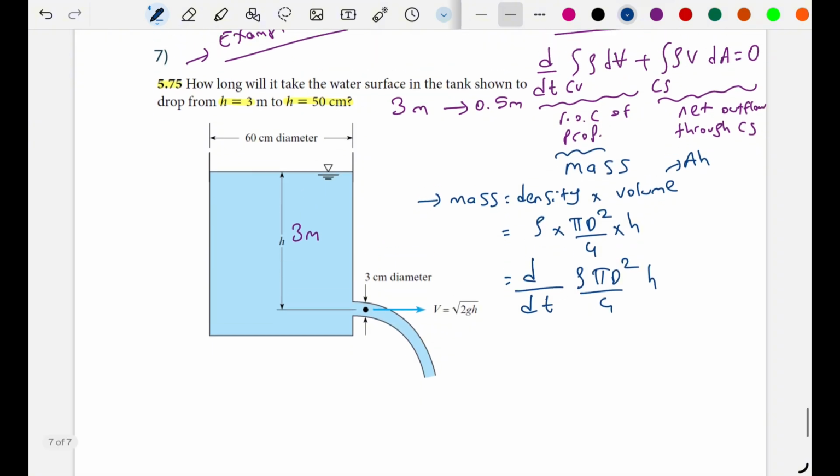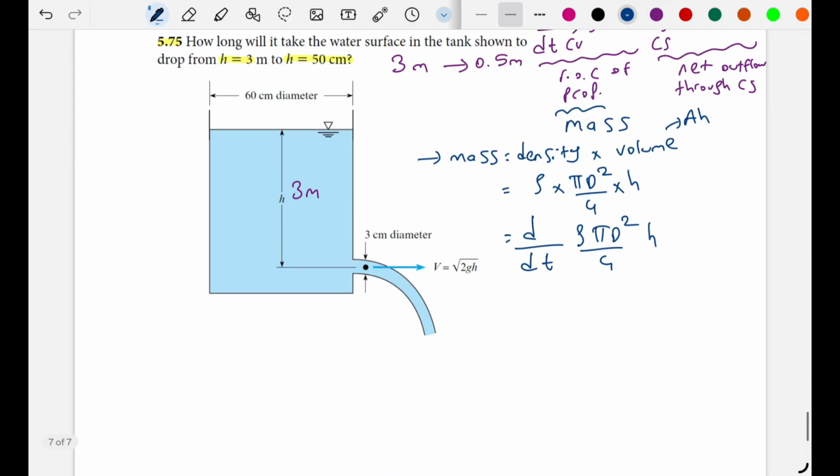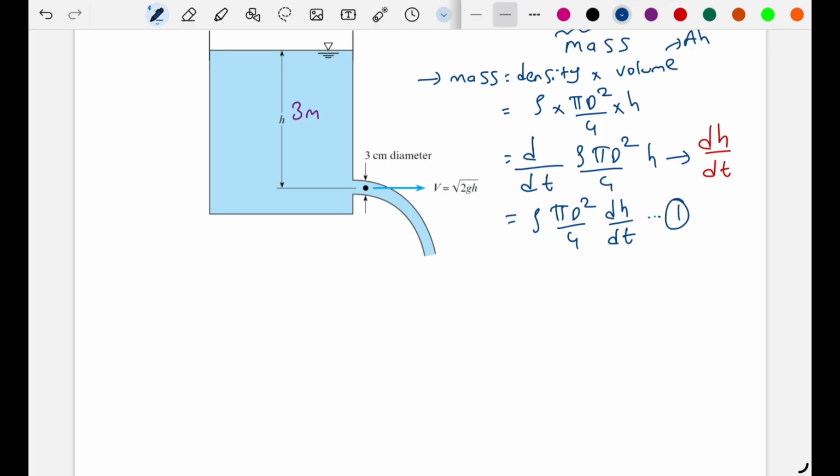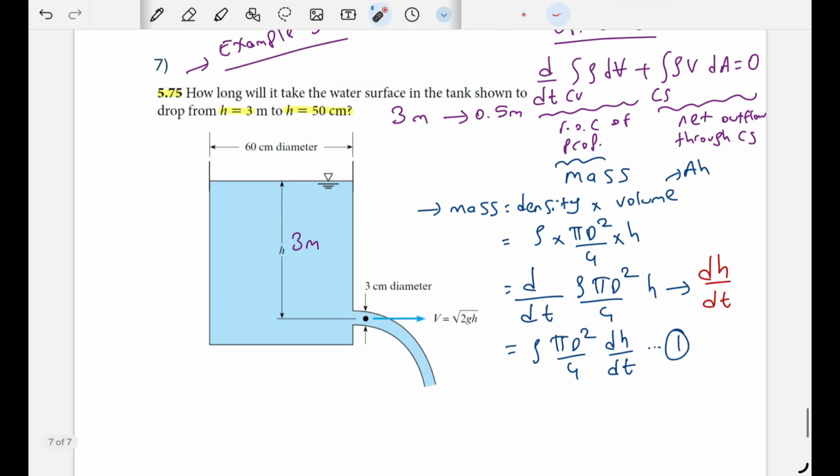As we did in one of the previous questions, we actually need to find dh over dt because it shows the rate of change of water height over time. So we can modify our equation like this: rho pi d square over 4 and dh over dt. This is our first equation, and it is showing the first term of this continuity equation.